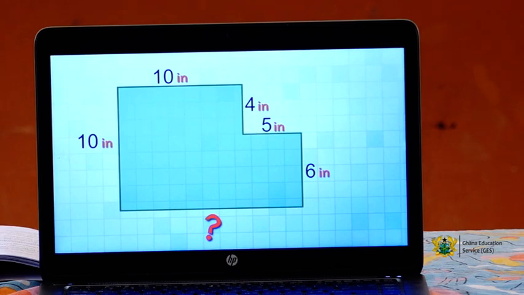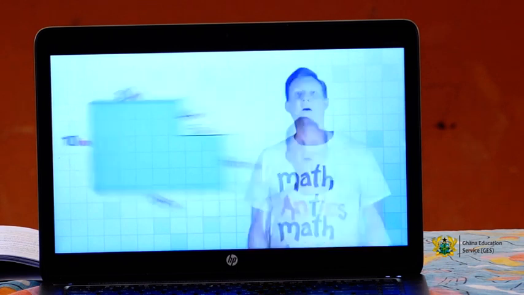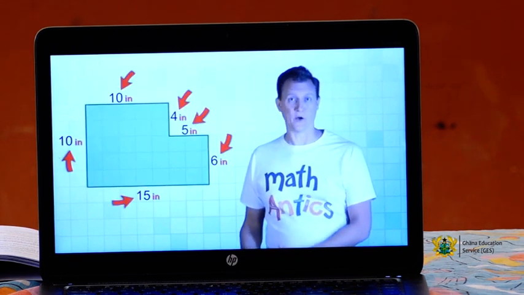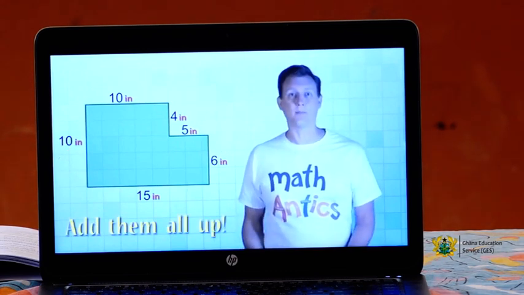Notice that we can do the same thing for the horizontal sides that we do know. If we imagine those moving down to the side that we don't know, we see that its length must be equal to the combination of those two lengths. 10 inches + 5 inches = 15 inches. There, we've used the lengths that we did know to figure out the lengths that we didn't know. And now that we know the lengths of all the sides, we can just add them all up to get the perimeter.